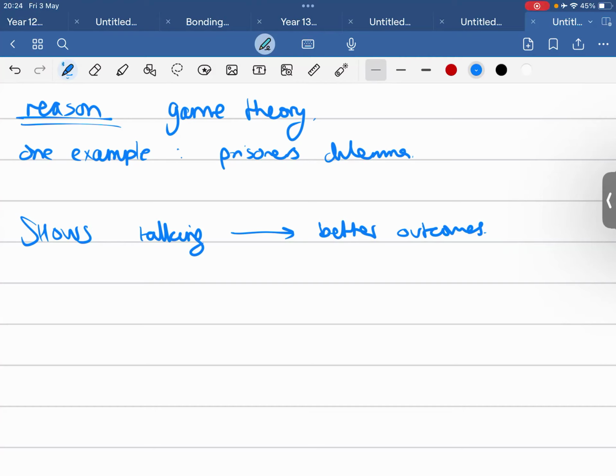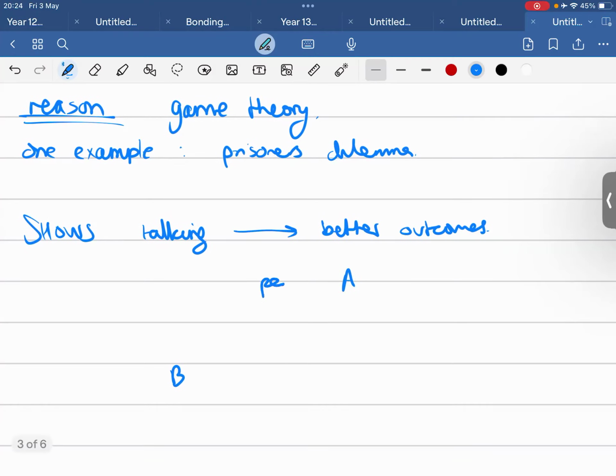If you wanted to draw it, you could Google the numbers and just do person A, person B, confess, deny, and just put the numbers. But I feel like that would be quite difficult under pressure unless you memorized it.